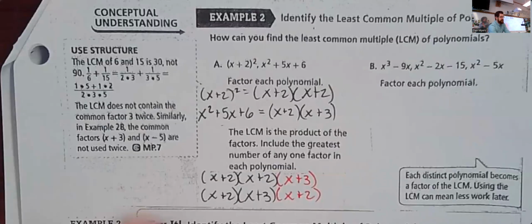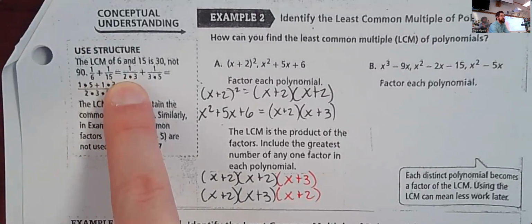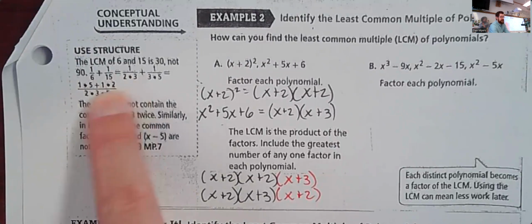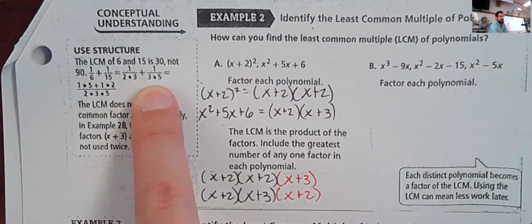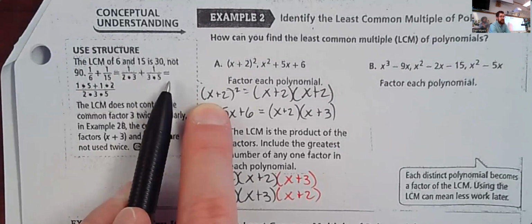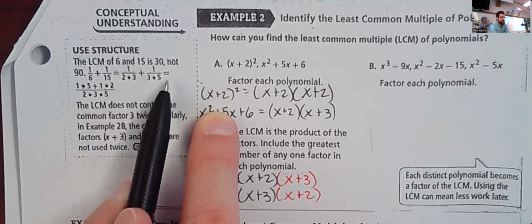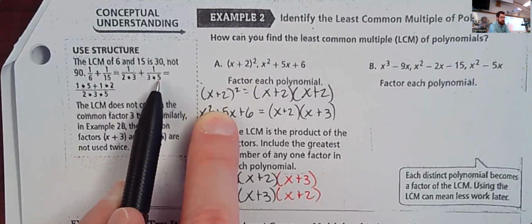There's an example just using straight up numbers up here. 6 and 15, right? The prime factorization of 6 is 2 times 3. The prime factorization of 15 is 3 times 5. Each of these already has a factor of 3. One has a factor of 2. The other has a factor of 5. So that means this one needs to multiply by a factor of 5, and this one needs to multiply by a factor of 2.